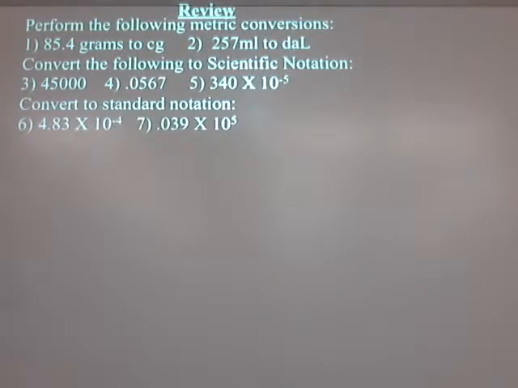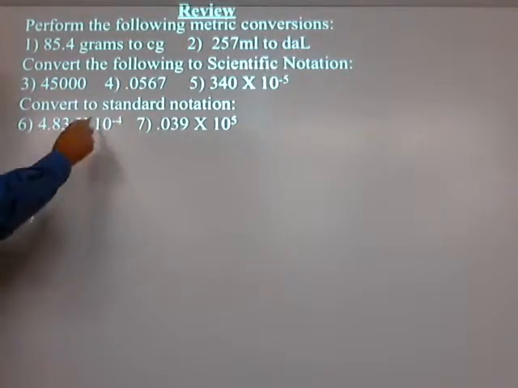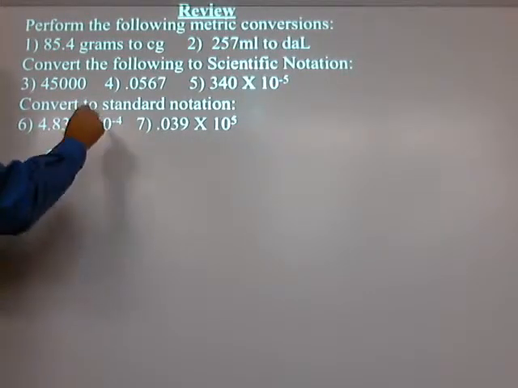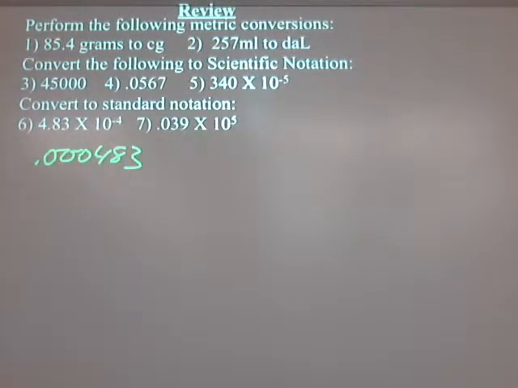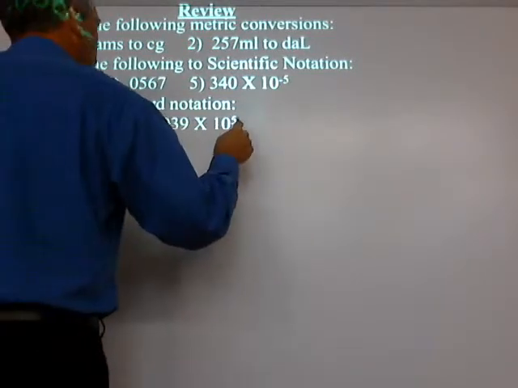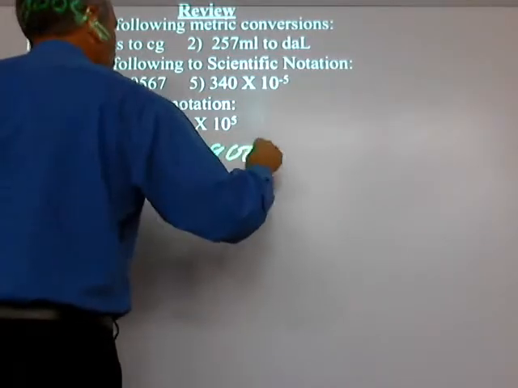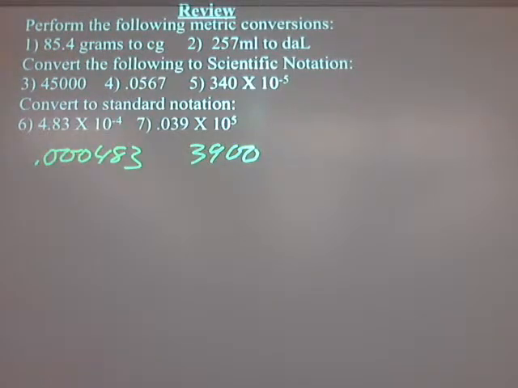How would I do this guy? Pretty simple. I'm taking 4.83. I'm multiplying him by a negative exponent. I'm going to make him smaller by 4 spaces. Did you all get that? Okay. And this guy here, I'm making him bigger by 5 spaces. You all get that? Look good?